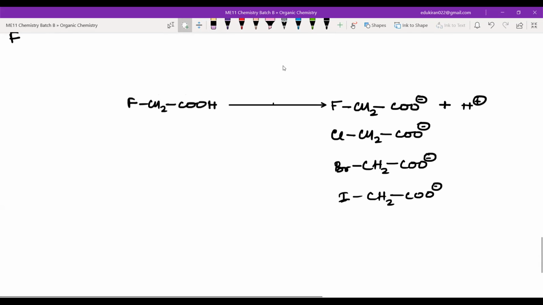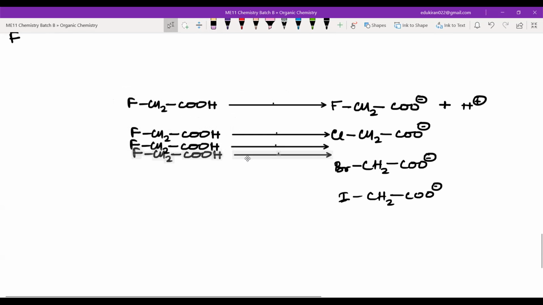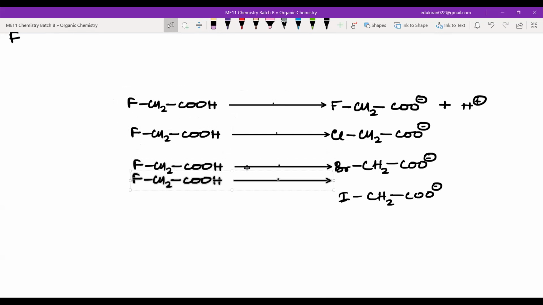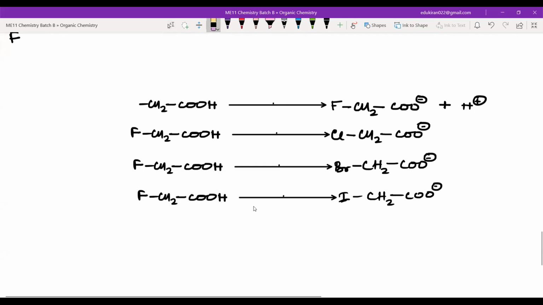Okay, so let me just write fluorine, chlorine, bromine, and iodine. So all of you agree with this? Yes or no? Tell me. This could have happened. This is one of the potential reactions that can happen, which would have led us to the anion that we saw in the previous question. Yes? Okay, fine.